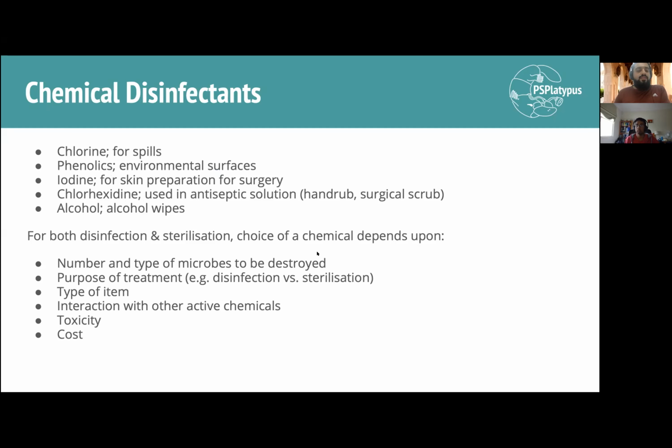And this, like disinfection and sterilization, depends on a number of factors, including the number and type of microbes to be destroyed, the purpose of treatment, and the devices that we need to remove the microbes from. Are they considered very high risk or very low risk? Then type of item, interaction with other active chemicals, toxicity, and finally cost.